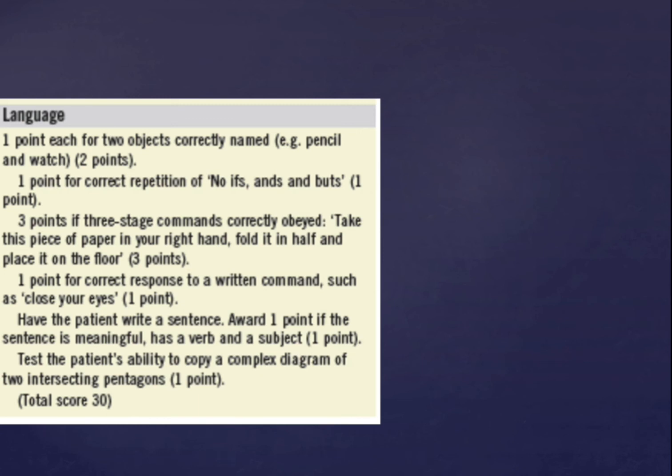Then give 1 point for correct response to a written command. So just "close your eyes". You're going to write down "close your eyes", and then they'll read it and they're supposed to do what you have asked them to do.